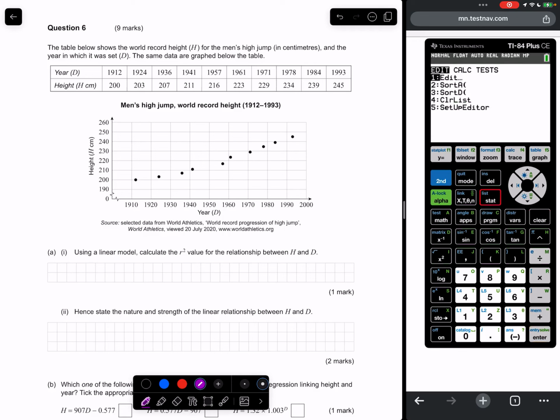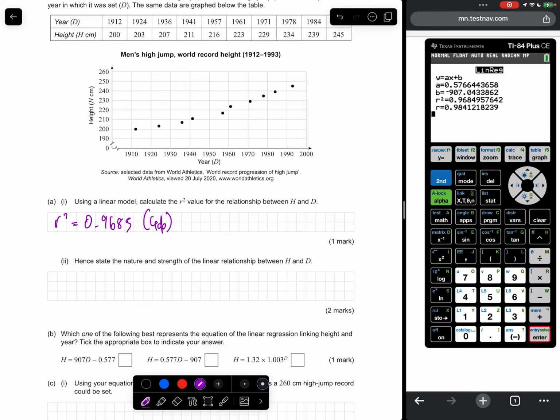Use a linear model: stat, calc, linreg, X and Y lists. I don't have diagnostics on, so I need to go second, 0 for catalog. Press matrix to scroll down to the D's. Diagnostic on. Enter. It's all done. Stat, calc, lin reg. The data was already there. So R squared is 0.9685 rounded to 4 decimal places.